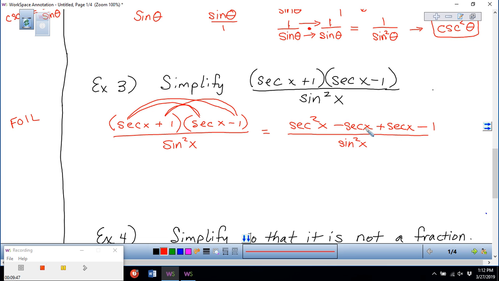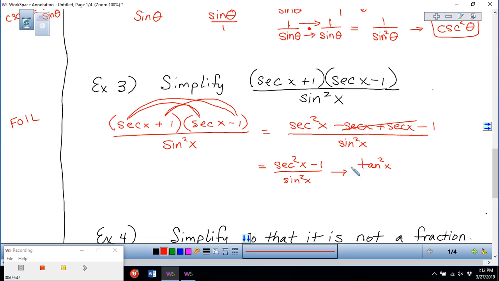Now you'll notice these two middle terms are opposites, so they're going to cancel. So I'm left with secant squared x minus 1 in the numerator divided by sine squared x in the denominator. Now if you will go look at your Pythagorean identities, it just so happens that secant squared x minus 1 is equal to tangent squared x.